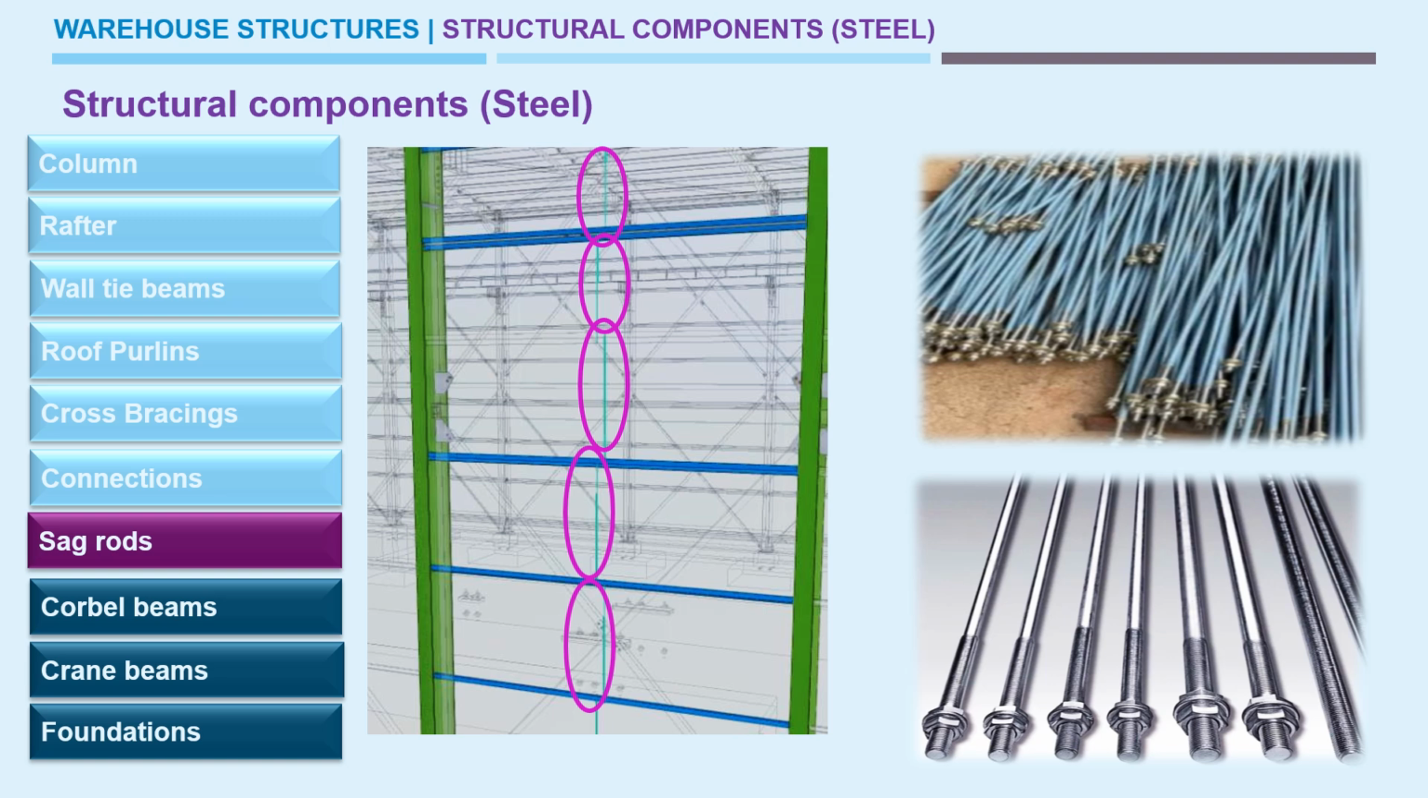On the right hand side you can see the detailed view of the sag rod. So a sag rod is nothing but a long span bolt connection between the wall ties or the purlins. Generally it will have a long bolt with nuts and washers. There may be 1 or 2 nuts and washers at either end. It depends upon the requirement.